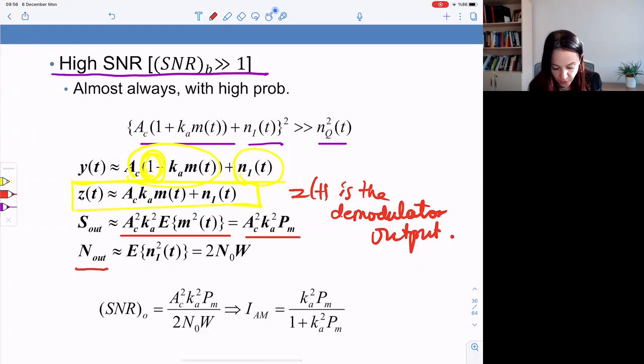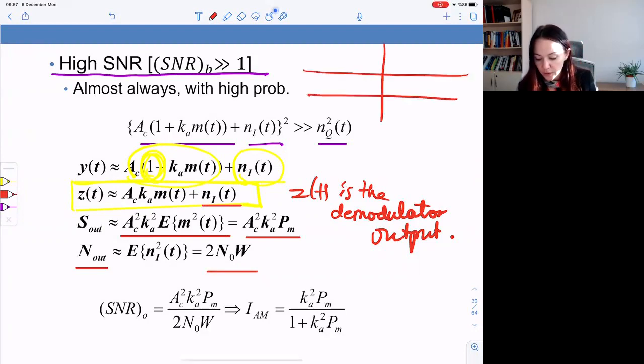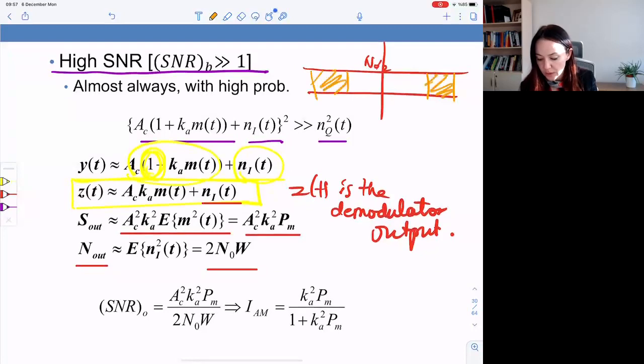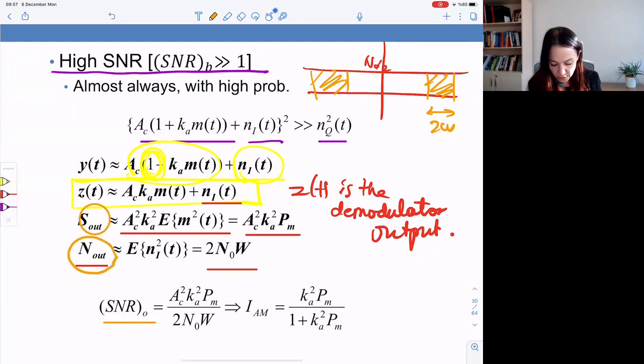And the noise power is simply the power of the in-phase noise, which we already computed as 2 N0 W. Remember why it's 2 N0 W and not N0 W? Because it's bandpass noise with PSD N0 over 2. This is 2W here, hence it's 2 N0 W. Okay. So the output SNR is then signal out divided by noise out, which gives us this expression.